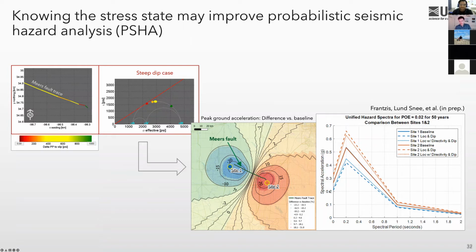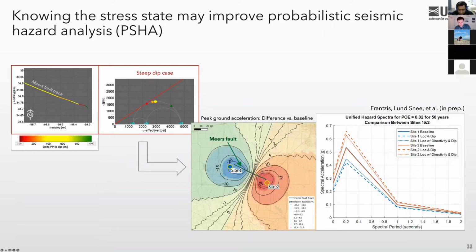And so you can see that the baseline values are shown. If you don't account for stress, the baseline values are these solid lines. But if you do account for stress, you can see that some parts of the fault are more likely to fail first. And you can get to estimates of which direction, or you can predict a little bit better with some uncertainties, which direction the fault rupture might occur in.